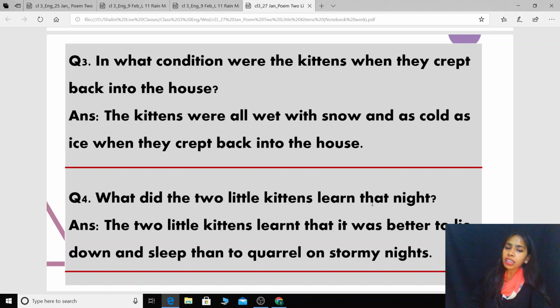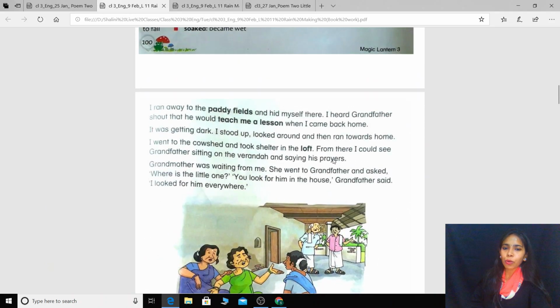What did the two little kittens learn that night? The two little kittens learned that it was better to lie down and sleep than to quarrel on a stormy night. Right, children? So we are done with the poem. Now it's time for the next prose, right?